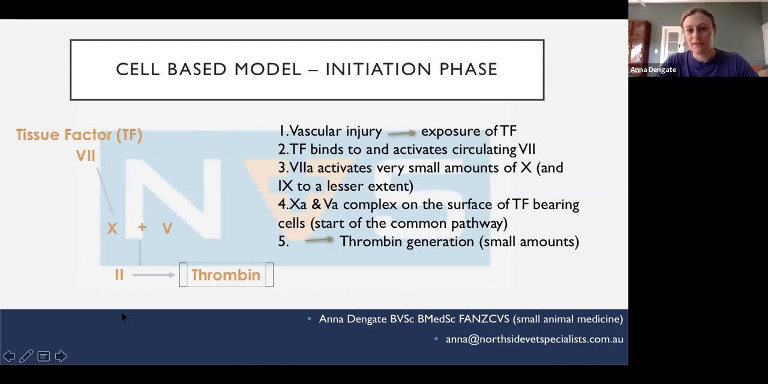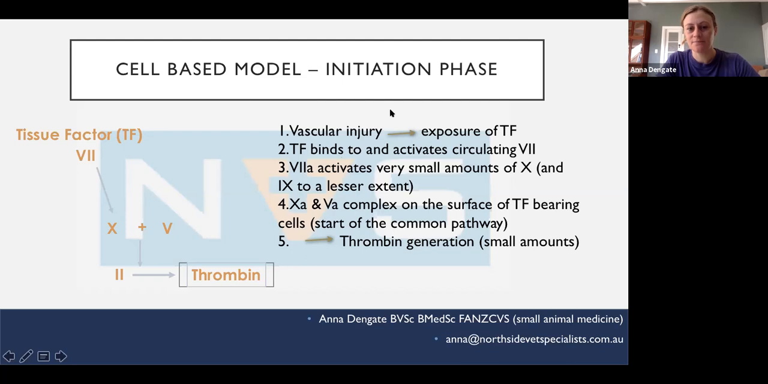So I'm going to go through this in phases, and I'm going to repeat myself a few times because this is really complicated. So essentially, the initiation phase is where a clot is being triggered. The initiation phase in the cell-based model is equal to the extrinsic pathway in the cascade model. So I've put the extrinsic pathway here. So tissue factor is exposed. Vascular injury leads to the exposure of tissue factor.